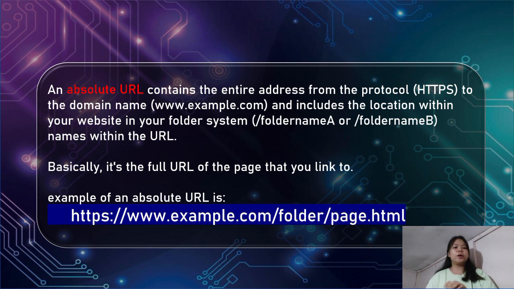An absolute URL is a complete web address that tells your browser exactly where to find a specific resource on the internet. Think of it like giving someone your full home address. For example, if you see an absolute URL like the one I presented on the screen, it has everything you need: the protocol, the domain name, and the path that leads to the specific page. And because it includes the full address, an absolute URL works from anywhere.